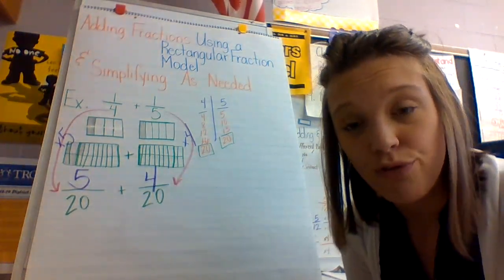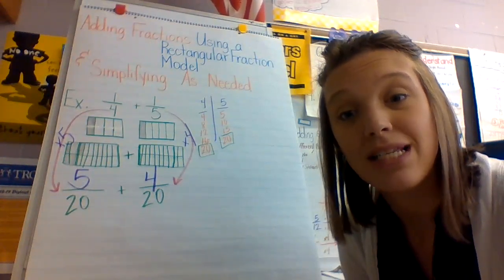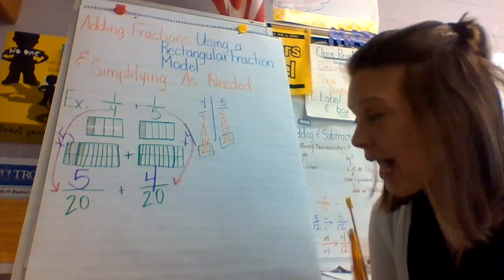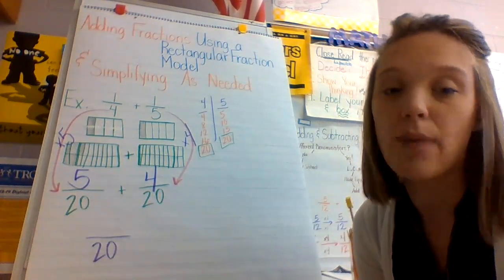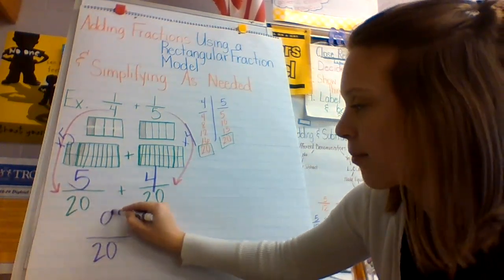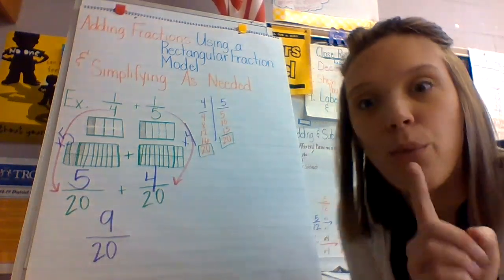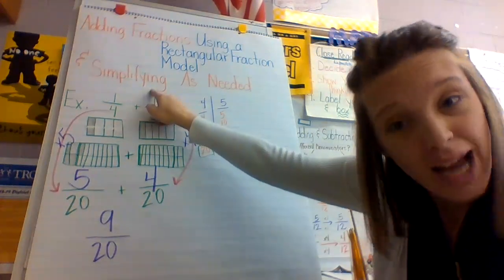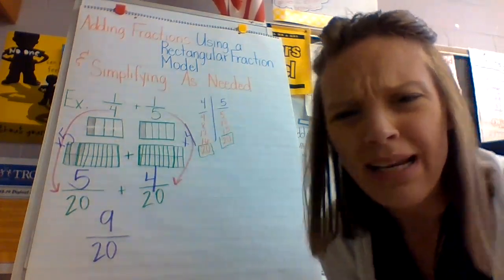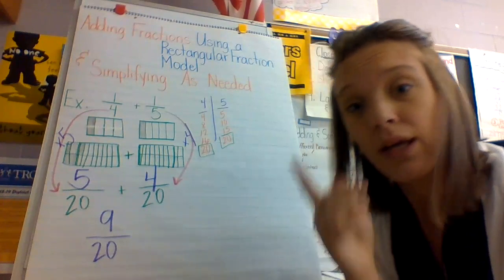Now I can add these two fractions because the denominator is the same. So I know when I add, my denominator will still be 20 and my numerator is going to be 9. But my work is not done yet because now I need to see, can I simplify this fraction? Can I put it in its simplest form? Let me check it out.